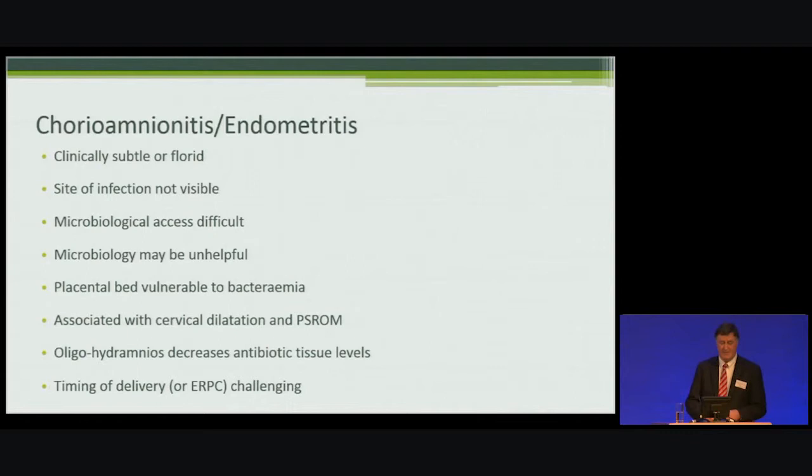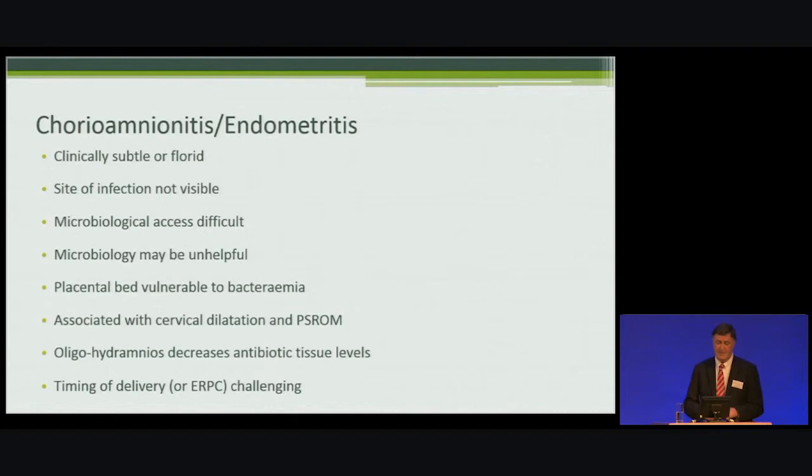The placental bed is highly vascular and is vulnerable to bacteremia. So we can move from a situation where you have chorioamnionitis to bacteremia or sepsis very quickly. It's strongly associated with cervical dilatation and prolonged rupture of the membranes where the amniotic sac is ruptured, and therefore the physical barriers to infection are taken down. Thus, it is strongly associated with the peripartum period.